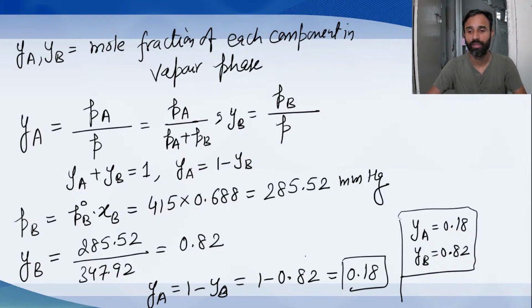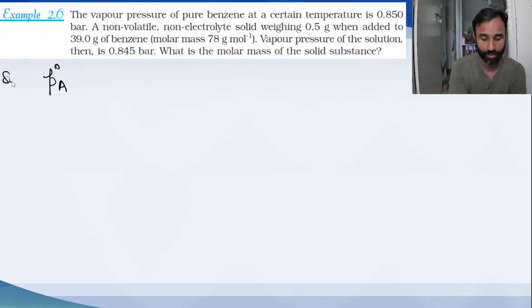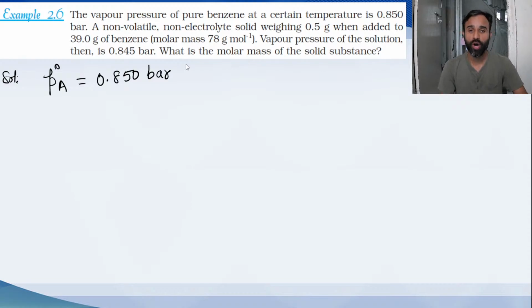Right? Now, question number 2.6. In question number 2.6, vapor pressure of pure benzene at certain temperature is given. So take it as P naught A. P naught A is given to us as 0.850 bar. Now a non-volatile, non-electrolyte solid.